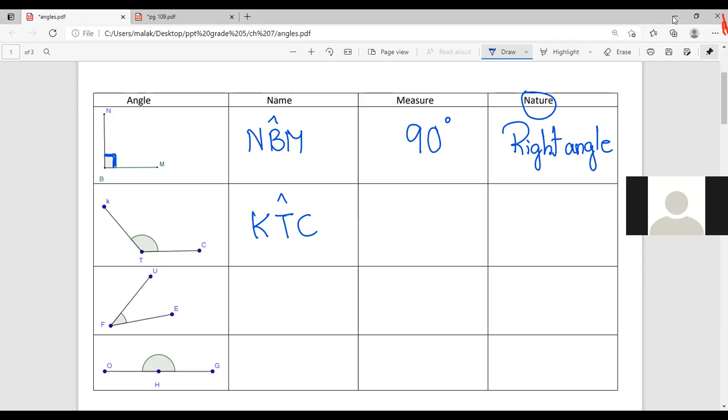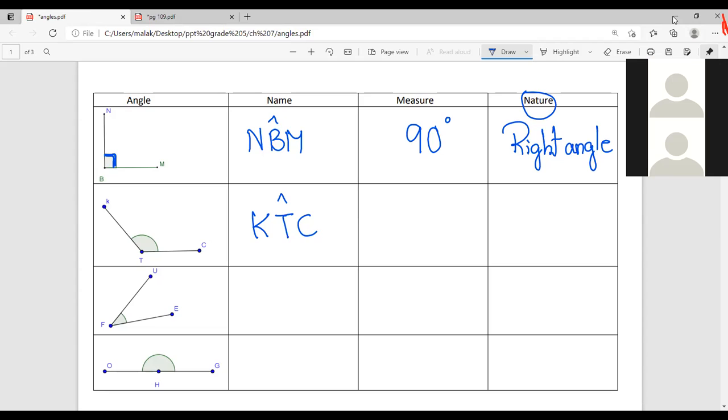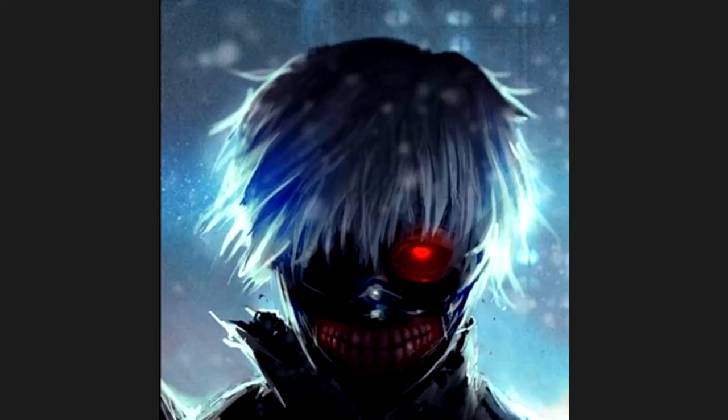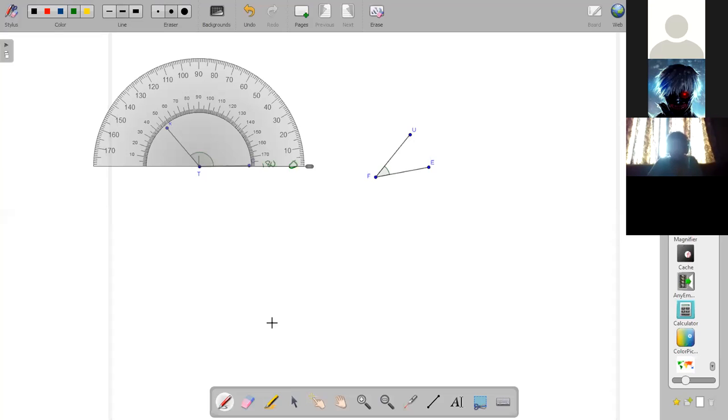Teacher, I can't see your protractor. Me too. Yes, also me. And me too. Let's see your protractor. Okay, I will share it again. Teacher, now I have it now. Slow. Yes, we can. Okay.